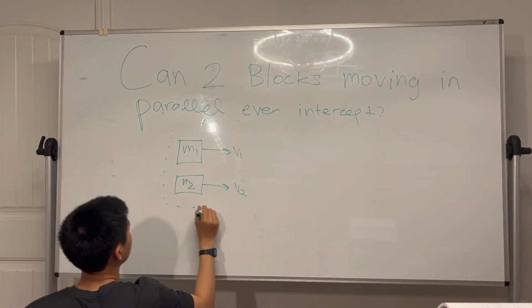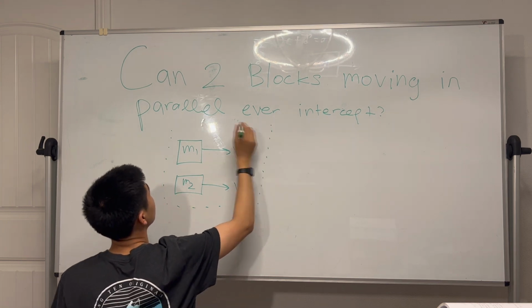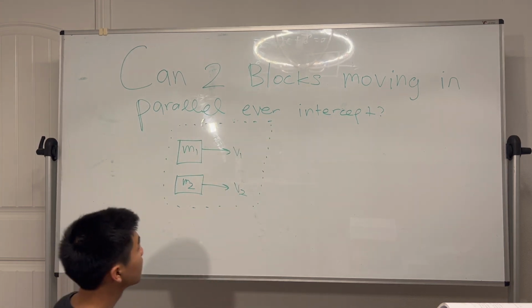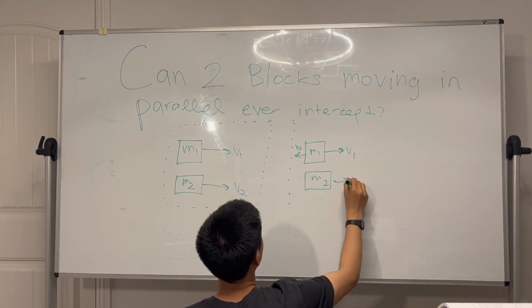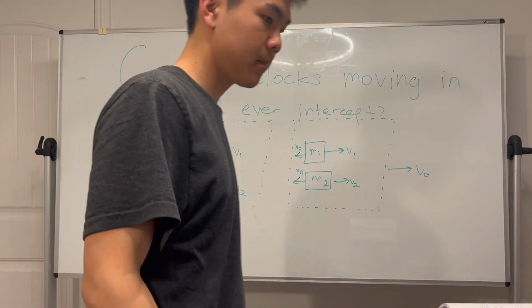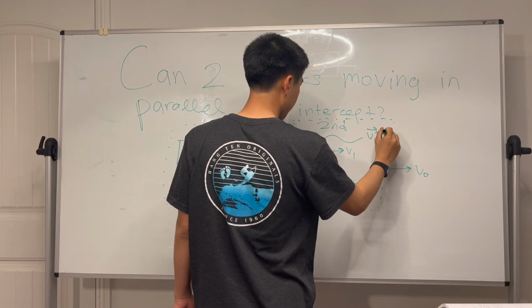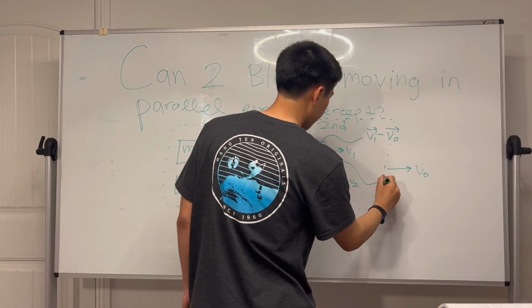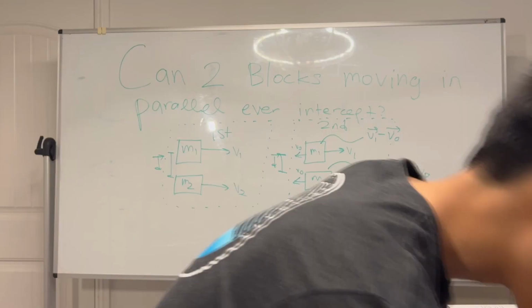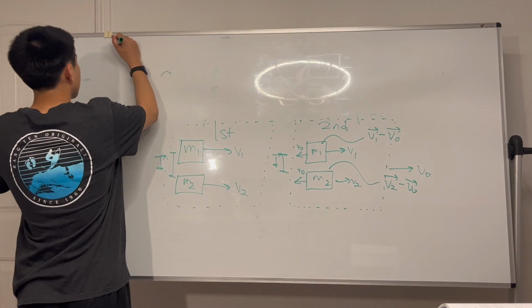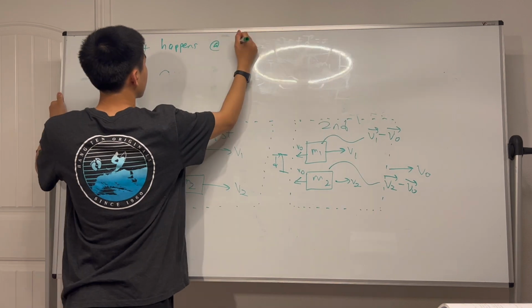The first one will be an inertial reference frame where we have given v1 to the first block and v2 to the second block. The next frame will be a reference frame that's moving at v0. This gives our blocks a reference velocity of v1 minus v0 and v2 minus v0 respectively. Now, let's call the distance between them the vector d. Cool. So let's see what happens at, say, time t0.